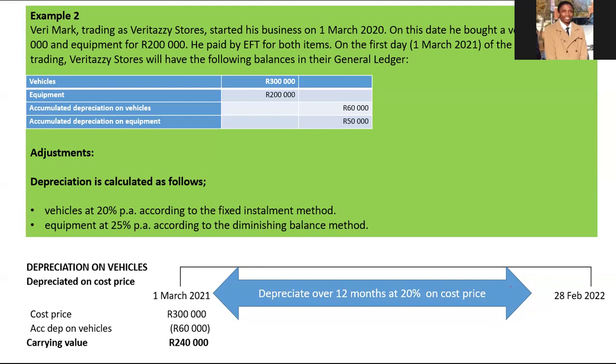Because we are depreciating on cost price or fixed installment method, which requires depreciation to be calculated by taking the cost price and multiplying it by the depreciation rate and multiplying it by the number of months the asset was used divided by 12, which will be 300,000 times 20% times 12 over 12, and that will give us 60,000 rand. This will be the depreciation for vehicles in the current financial year, which is the 2022 financial year.